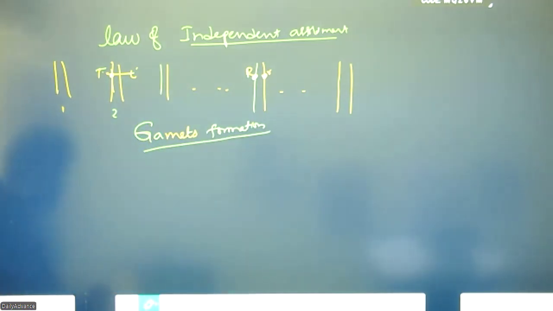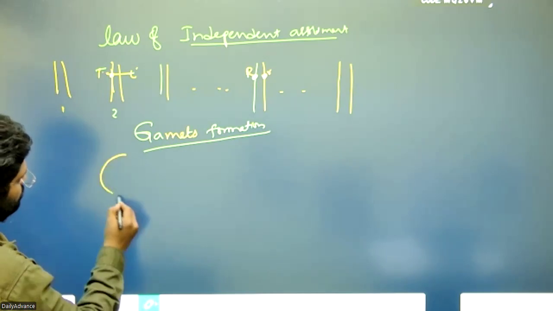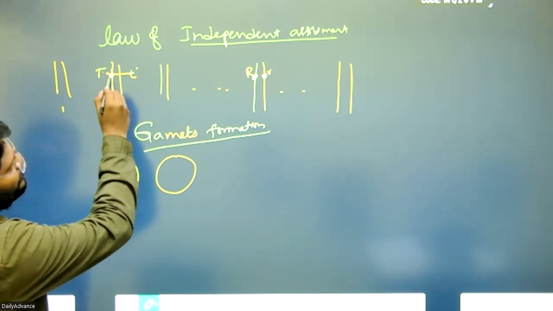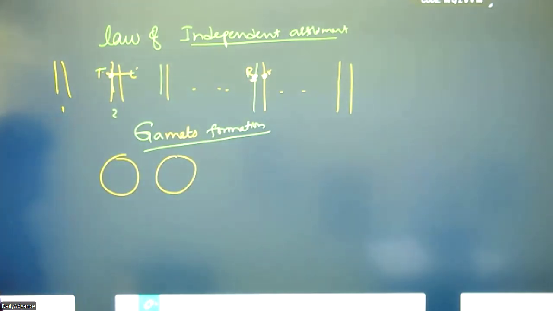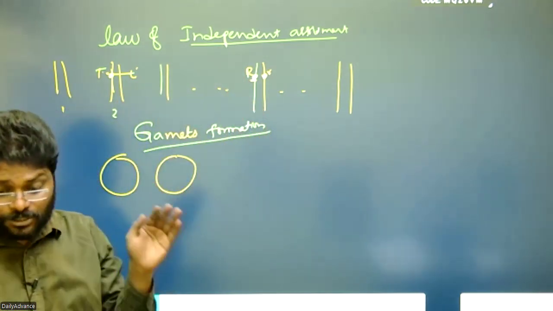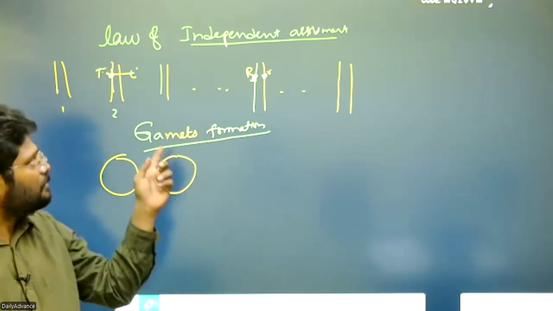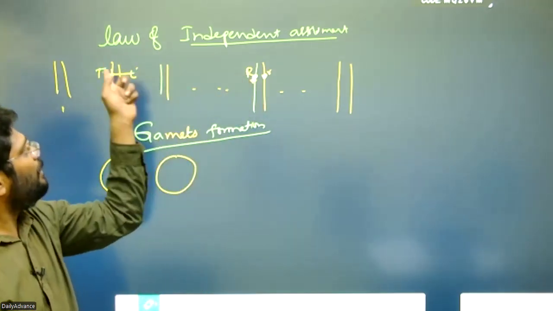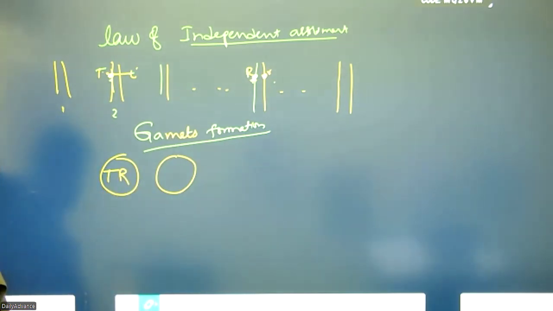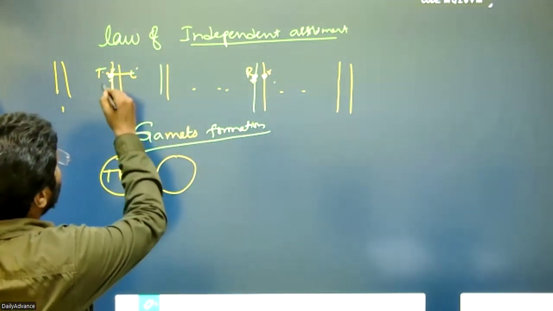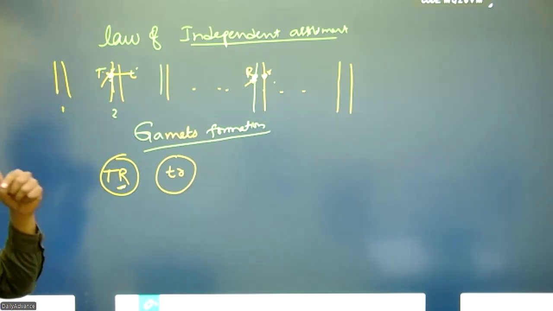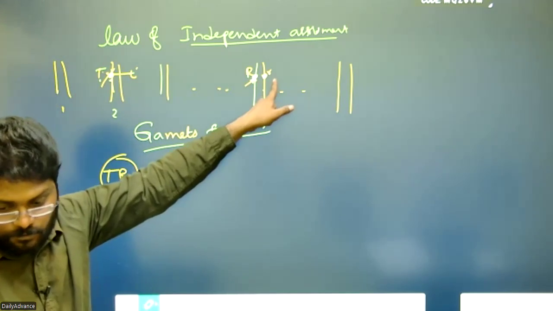So in gamete formation, if two gametes are coming, capital T can be with capital R. That means if the first chromosome comes here, can we say the first chromosome of this pair only comes in the first gamete? It's not possible. It can be paired with capital R or with small r. So if capital T is paired with capital R, then this one and this one come together. Or else capital T is paired with small r. Why? Because it's not fixed.